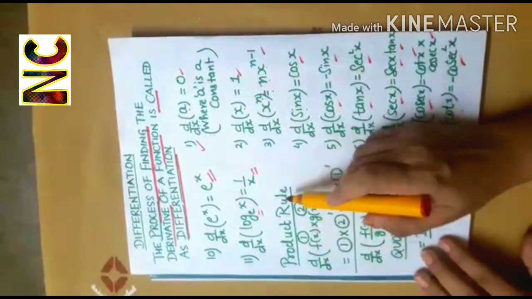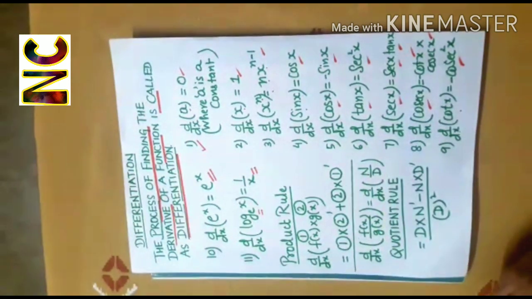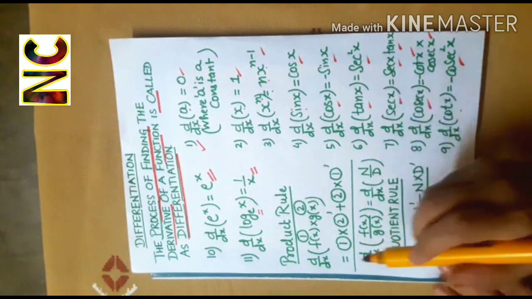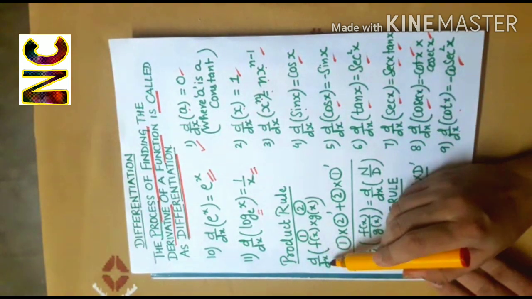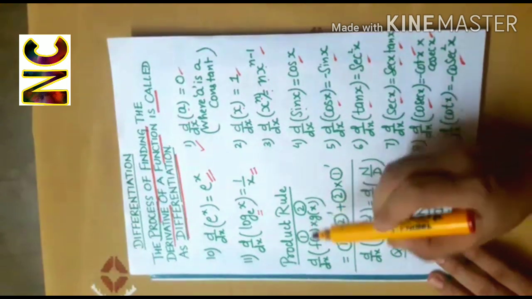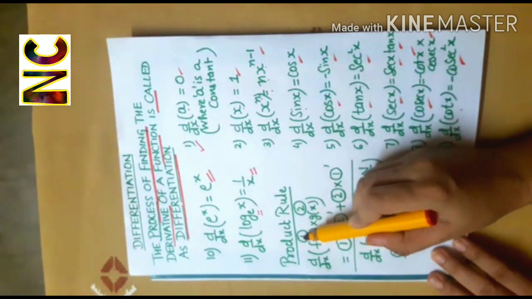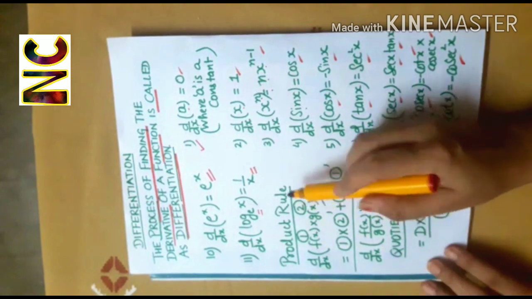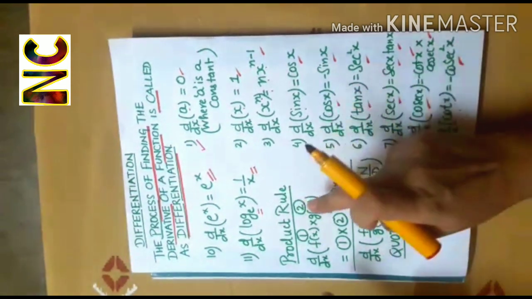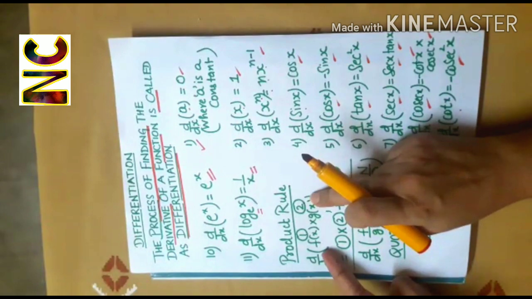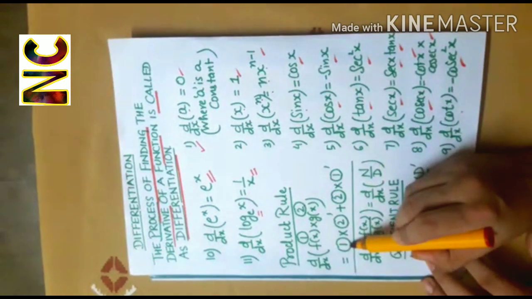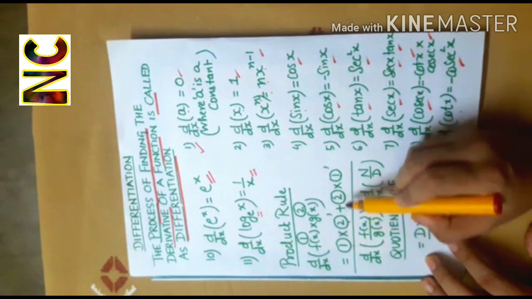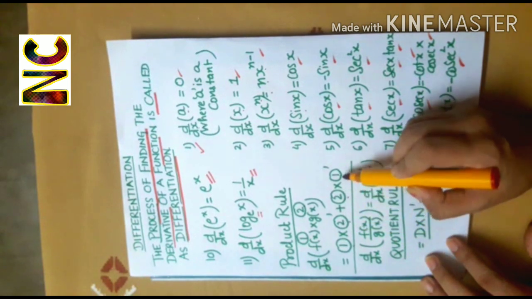Then we learnt product rule and the quotient rule of derivatives. We apply the product rule when we are to find out the derivative of a function which is the product of two functions. So if I have to find out the derivative of fx into gx, then let this be my first function and this be the second function. Then product rule says that derivative of this product is equal to first function into derivative of second plus second function into derivative of first.